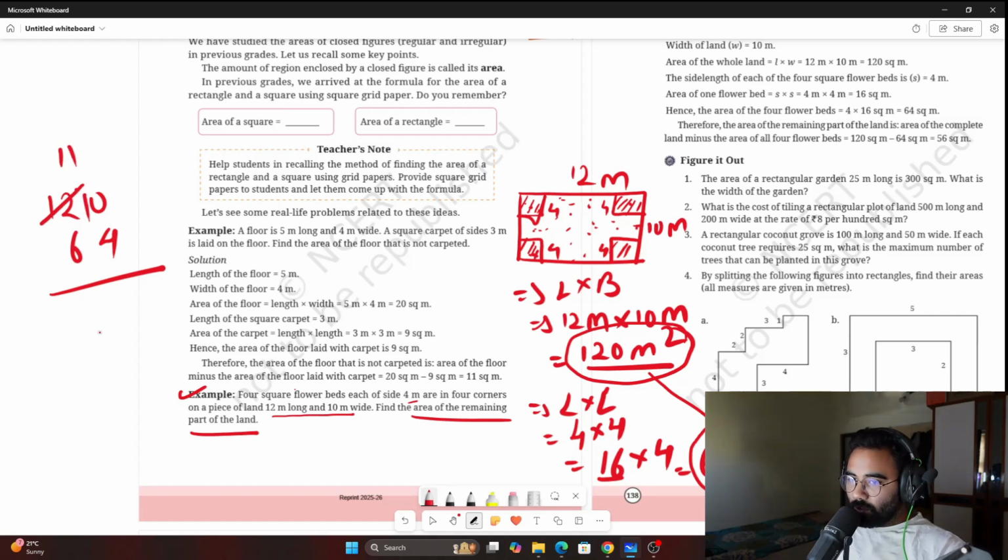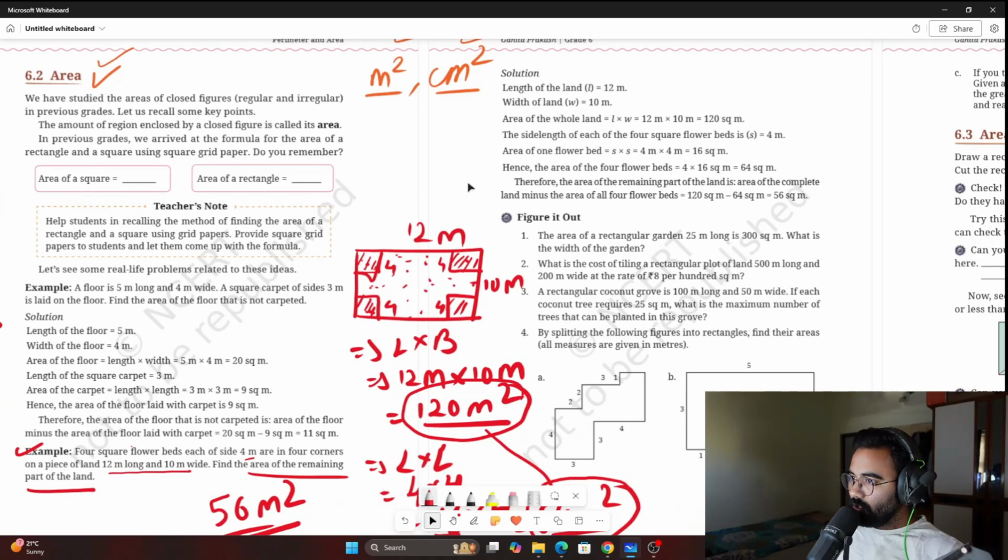10 minus 4 is 6. 11 minus 6 is 5. So the remaining area should be 56 meter square. Let us check. Yes, it is here. 56 meter square. All right. That's it. So now we go on to the exercise.